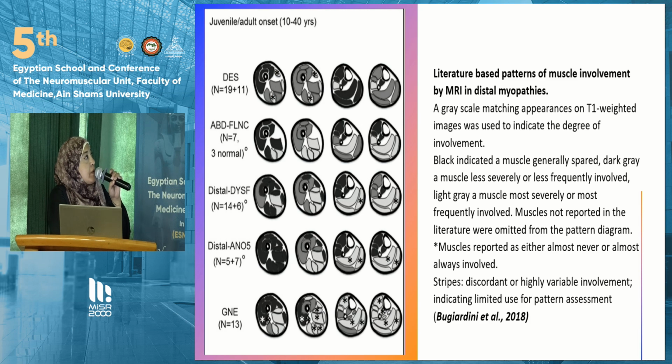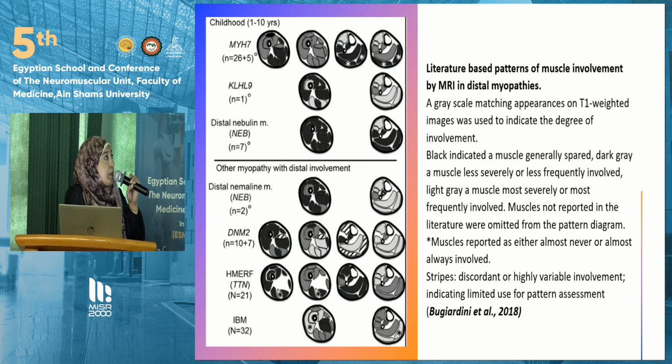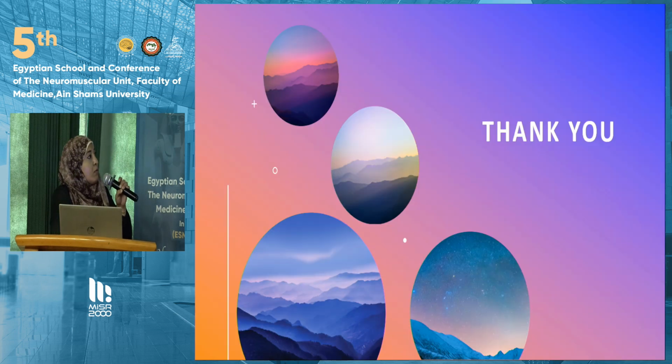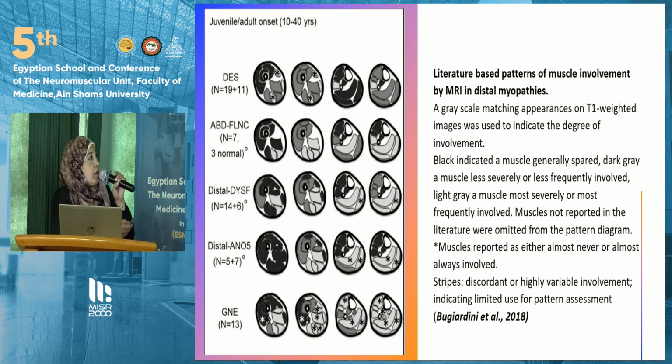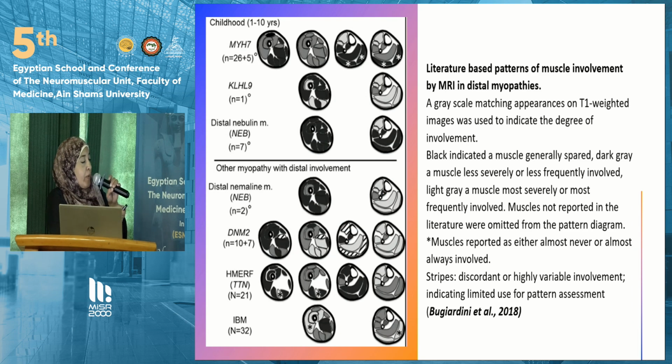Here are the types which cause juvenile onset of distal myopathy. Above it is a desminopathy, distal dysferlinopathy, distal ANO5, and GNE myopathy. Childhood onset distal myopathy includes distal nebulin myopathy and HMERF.